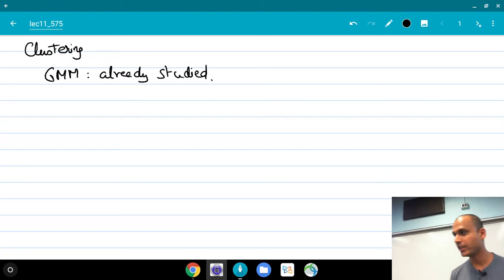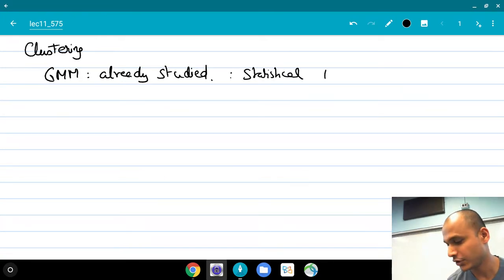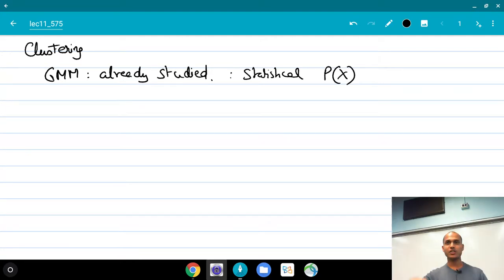But what we'll do today is a little bit of a less statistical approach, but it's still an approach to understand your data, which is going to be from, so this is, I guess, statistical. In a sense, it assumes something about P of X, right? So P of X is the marginal distribution of a joint distribution, which has multiple Gaussians and component probabilities, right?